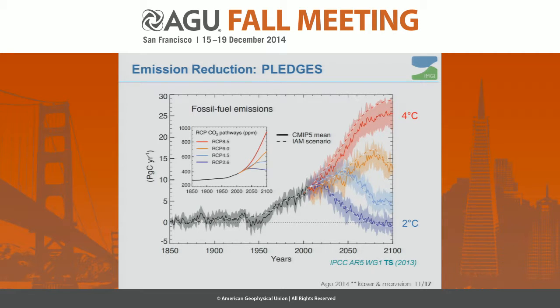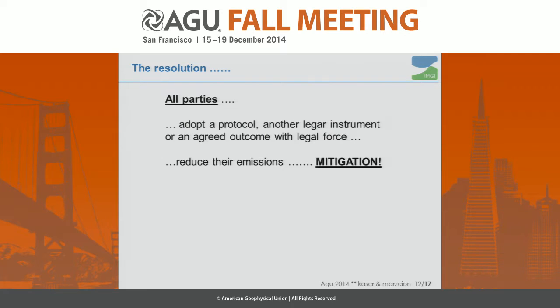So a big hope in the whole community was there, and there was a text laid out, and that stood there for almost the entire 1.5 weeks or even beyond. And everyone agreed that all parties, finally all parties, and not different kinds of parties, adopt a protocol, another legal instrument, or an agreed outcome with legal force. This is UN language. And they agreed to reduce their emissions. So it was all about mitigation.